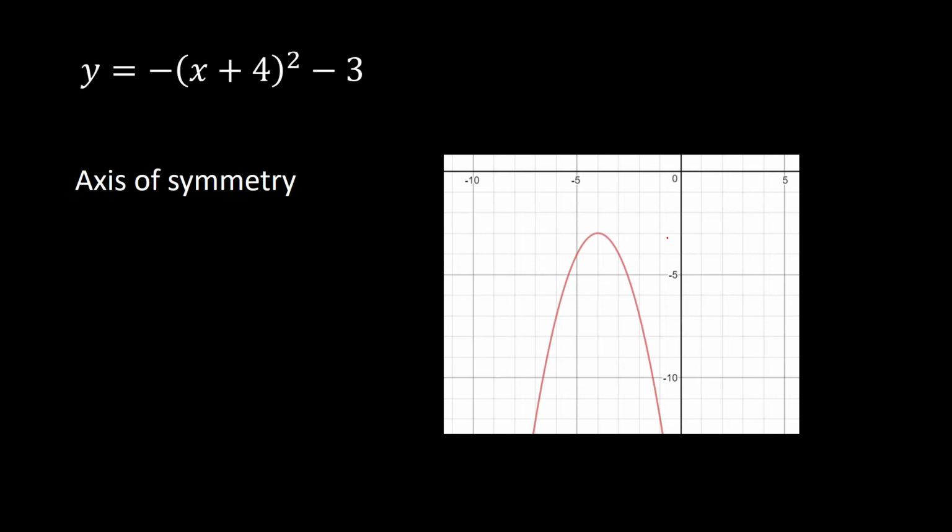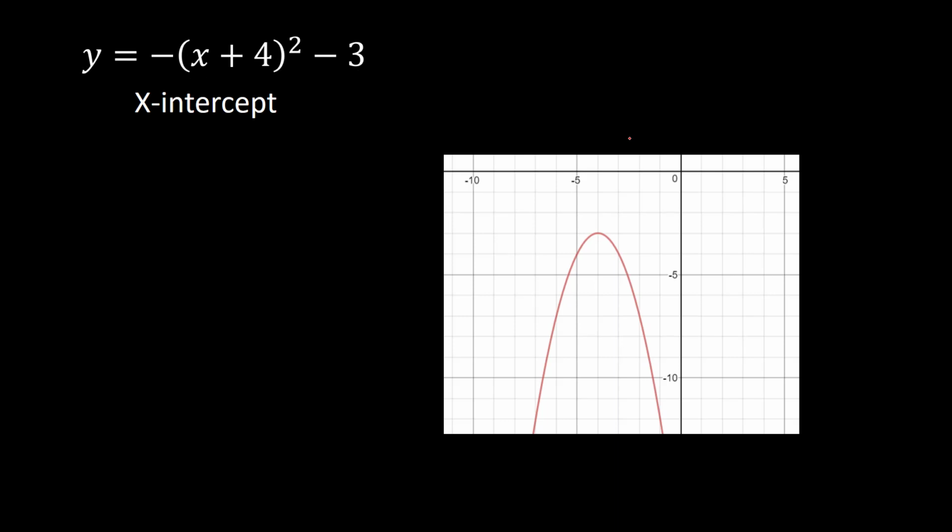And the next question would be, what is your axis of symmetry? Well, that is going to be the line going down through the center, down through the vertex. And what's the equation of this line? Well, it's over 1, 2, 3, 4. It's over here, x equals negative 4. And that's going to be the equation. The equation of the vertical line would be x equals negative 4.